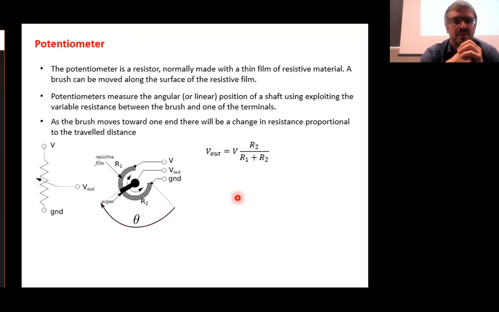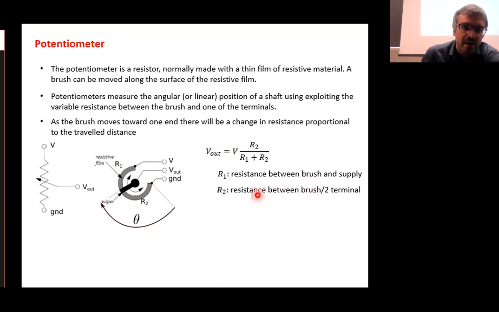Okay. Voltage divider is computing in essence the output voltage at this point with a relationship of the resistances, for example, R2 resistance with respect to the total resistance. So to compute Vout, we multiply the supply voltage, and this supply voltage will be divided in a voltage drop, a potential difference, on the resistor R1 and a potential difference on the resistor R2. Since we are considering ground as zero reference and Vout, we are interested in this part. So this is the equation that represents the output. And as I said, R1 is the resistance between the brush and the supply, and R2 the resistance between the brush and the second terminal, the ground.